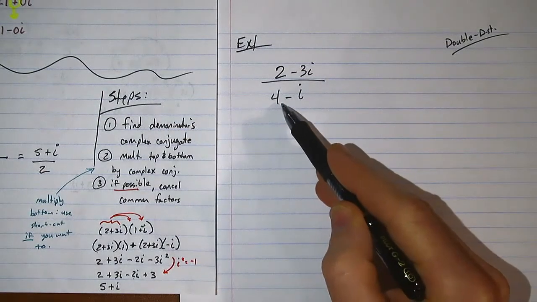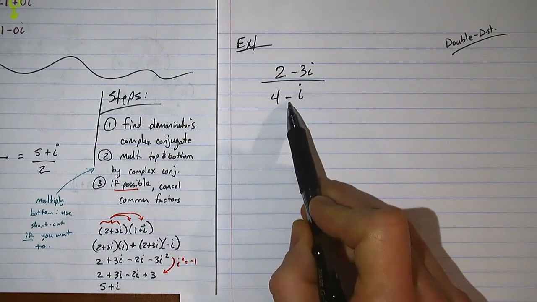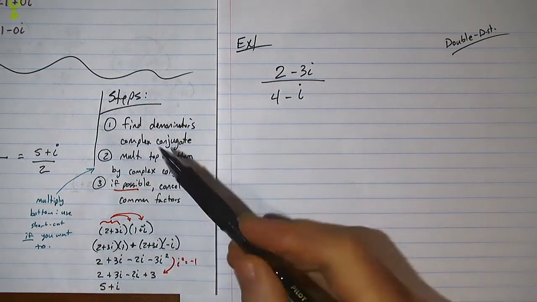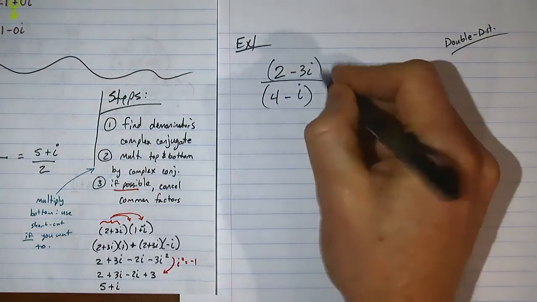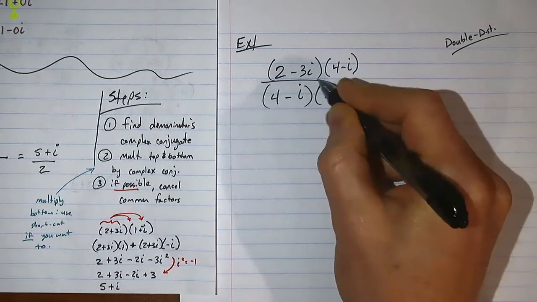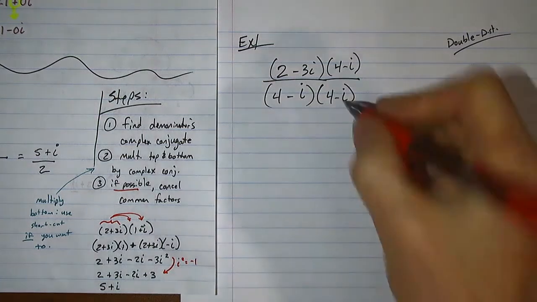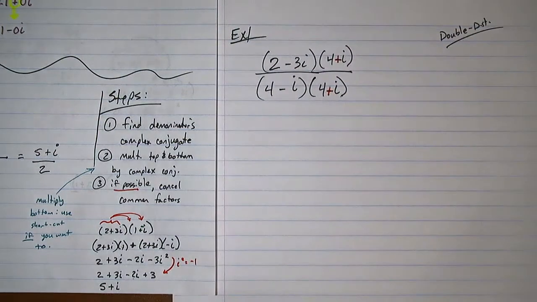If my bottom number is 4 minus i, all we want to do is change the sign that comes before the imaginary part. In this case, that sign is a minus, and I'm going to change it to a plus. So 4 plus i is going to be my conjugate. Now I'm going to multiply both the top and the bottom by this conjugate. Oh, I'm sorry, that's not the conjugate, is it? The conjugate would have a plus sign in the middle. There we go.